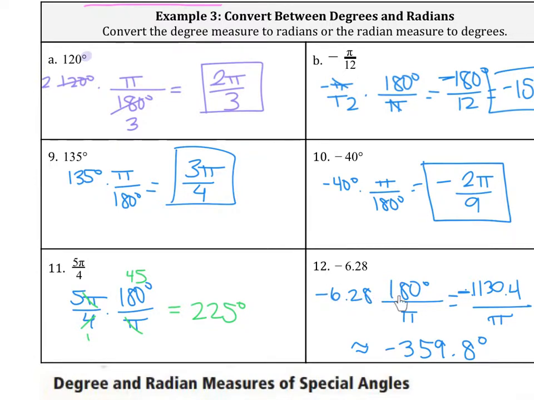Negative 6.28 times 180 over pi. If you multiply the numerators together, you get negative 1130.4 over pi, and then if you evaluate it all the way, you would have approximately negative 359.8 degrees, so almost a full circle.